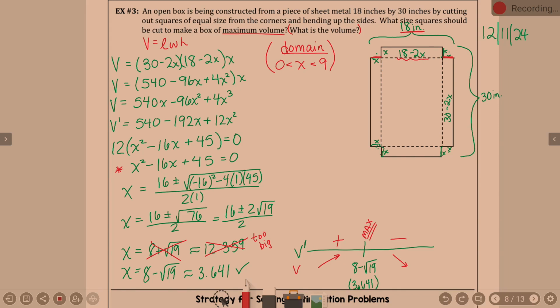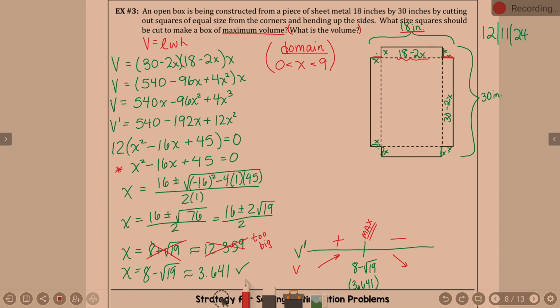So, what size squares should be cut to make a box of maximum volume? 8 minus square root of 19. Squares that have a size of 8 minus square root of 19 by 8 minus square root of 19? Inches. Okay, inches.